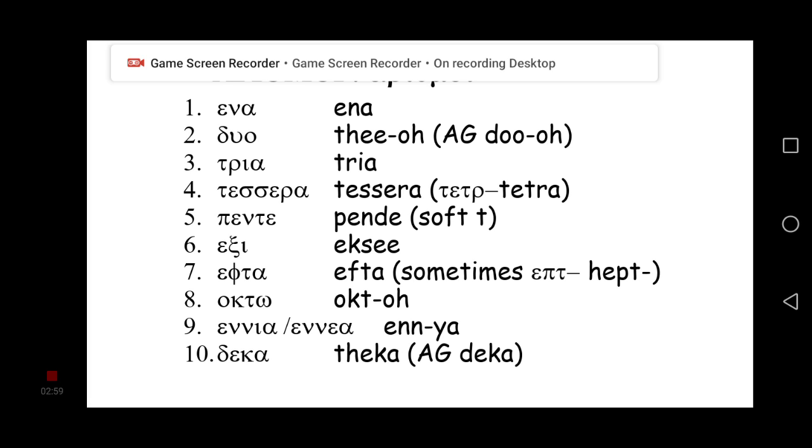Ennia, you can spell this two different ways. Theka, again, that d sound, deka in ancient Greek. When I put AG there, it means ancient Greek pronunciation. So I'll go through it again. Ένα, δύο, τρία, τέσσερα, πέντε, έξι, εφτά, οκτώ, εννιά, and 10.